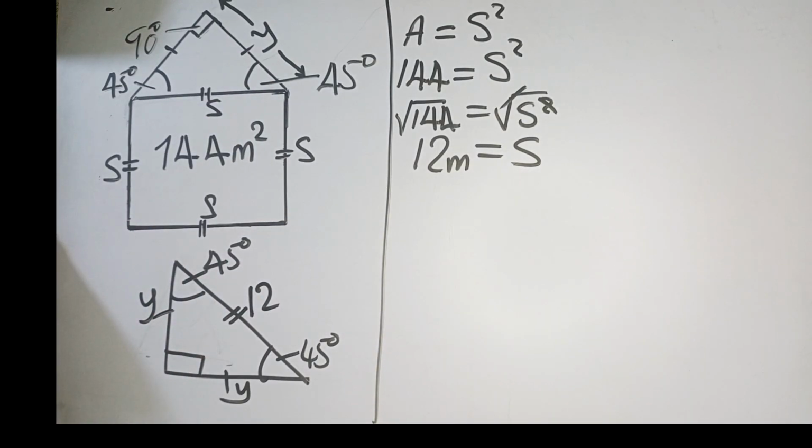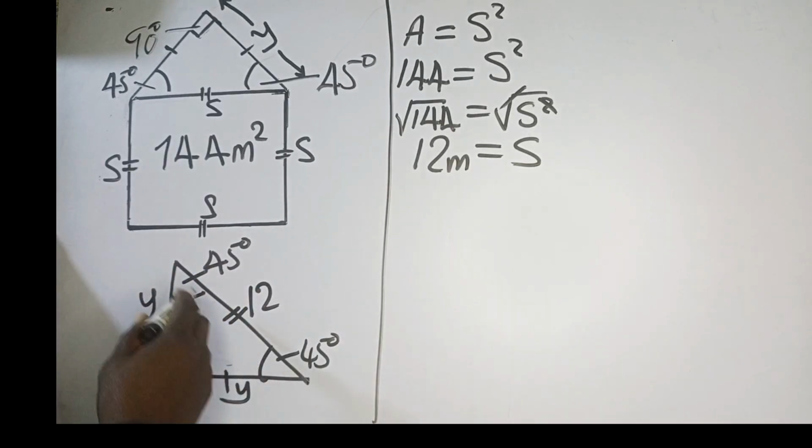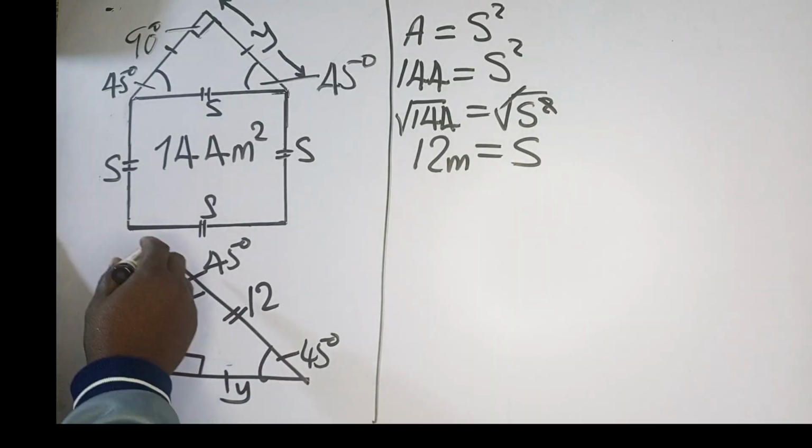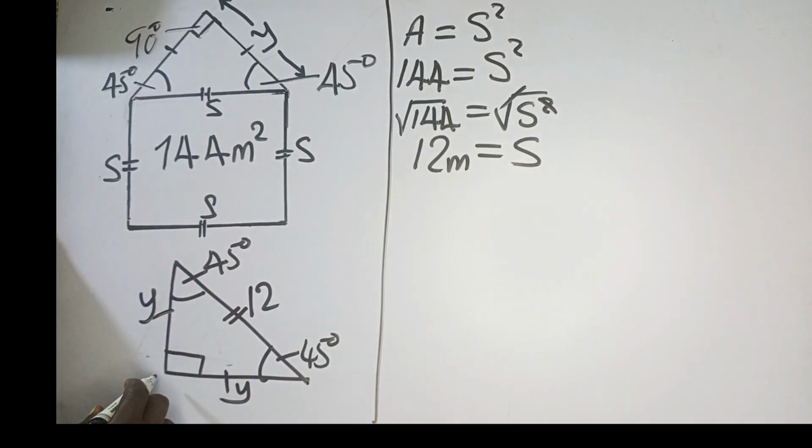All right, now we work with this isosceles right angle triangle. We know this side, which is a hypotenuse. Now we want to get one of these sides. This side is the same as this side. So we want to get the value of y. How do we get the value of y?